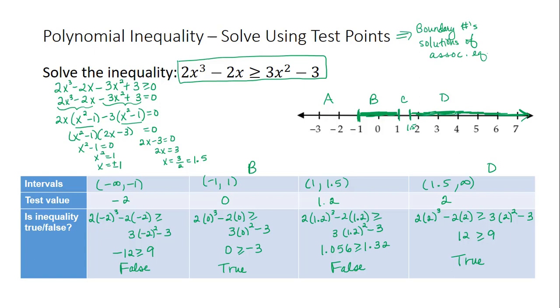And then we need to determine what happens on the endpoints. So because this is greater than or equal to, we are permitted to include then the solutions that arise from the associated equation. So the endpoints or boundary numbers are part of the solution set. So we're going to put a bracket on those endpoints. So in interval notation, the solution of this inequality is bracket negative 1 to 1, close bracket, union 1.5 or 3/2 to infinity, close parentheses.